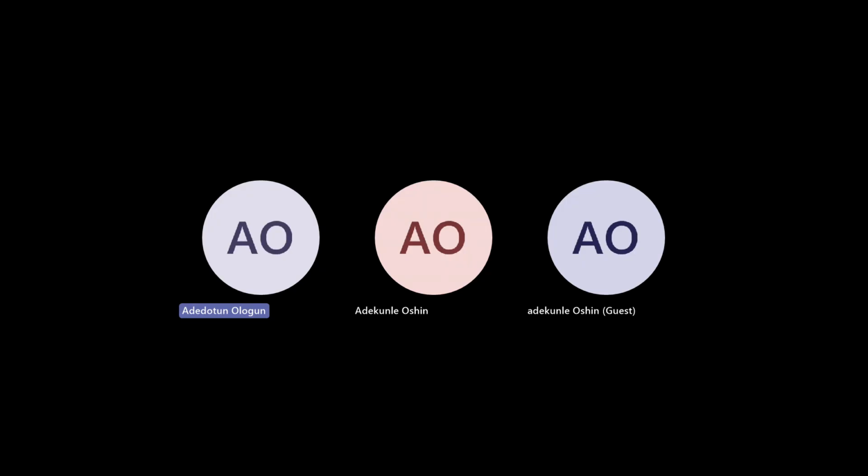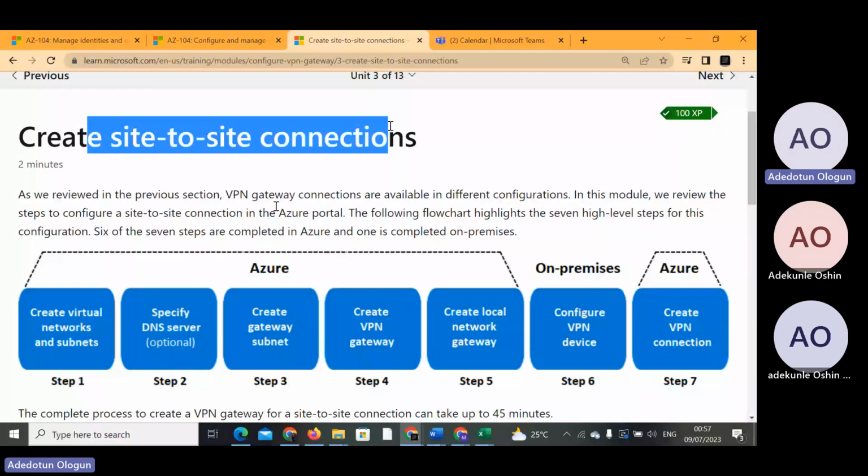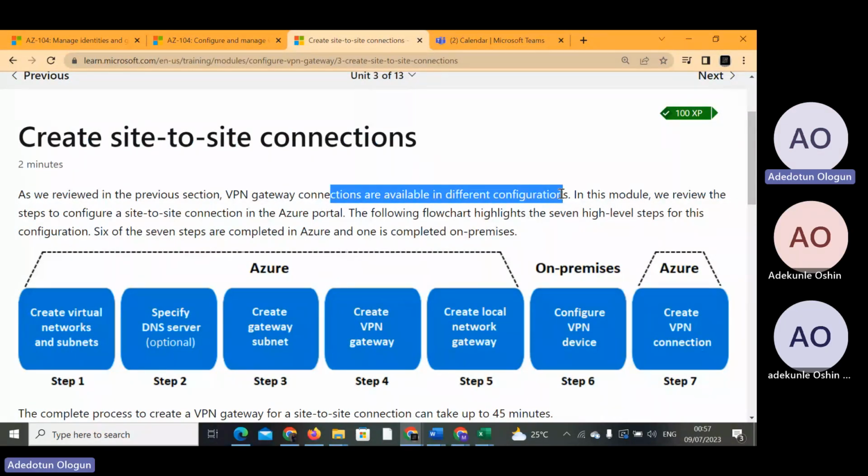So as we reviewed in the previous section, VPN gateway connections are available in different configurations, right? So what are those configurations?